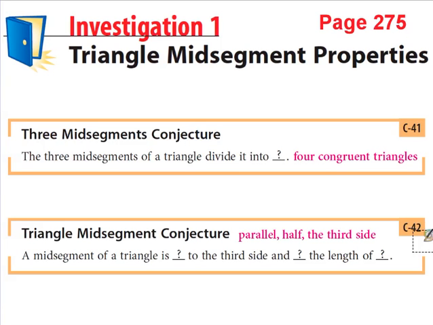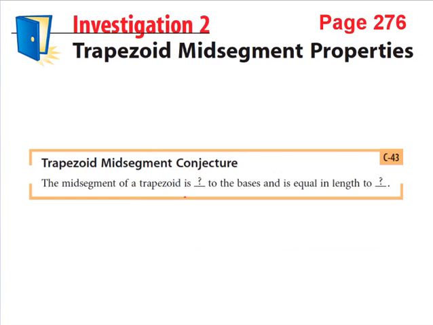Now, what we're going to go ahead and do is look at the trapezoid mid-segment conjecture. The trapezoid mid-segment conjecture states that the mid-segment of a trapezoid is the average of the length of the bases. So first of all, it's parallel to the bases, and it's equal in length to the average of the lengths of the bases. So I'll let you get that down, and then we'll look at some examples, and you'll see that this is a pretty easy thing.